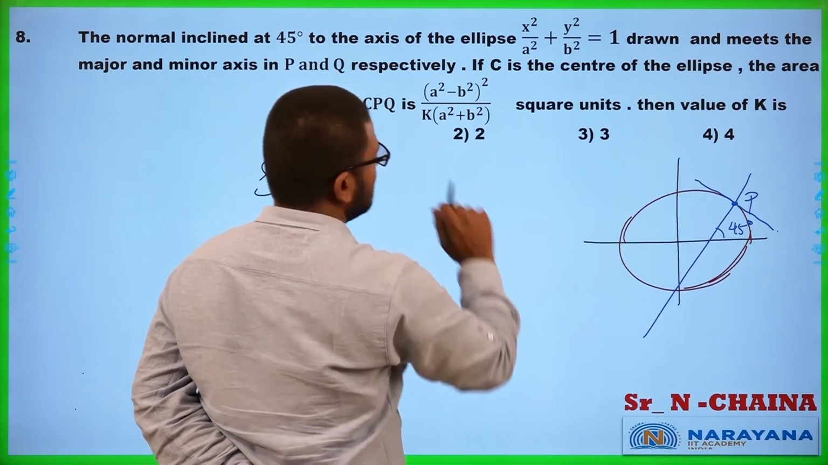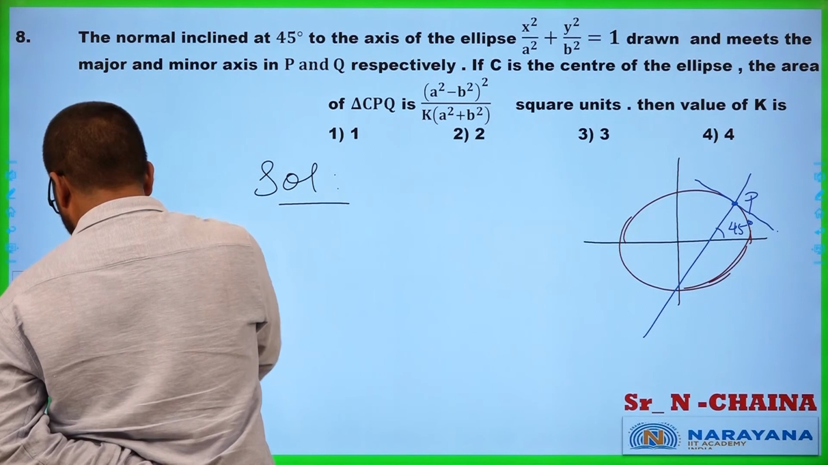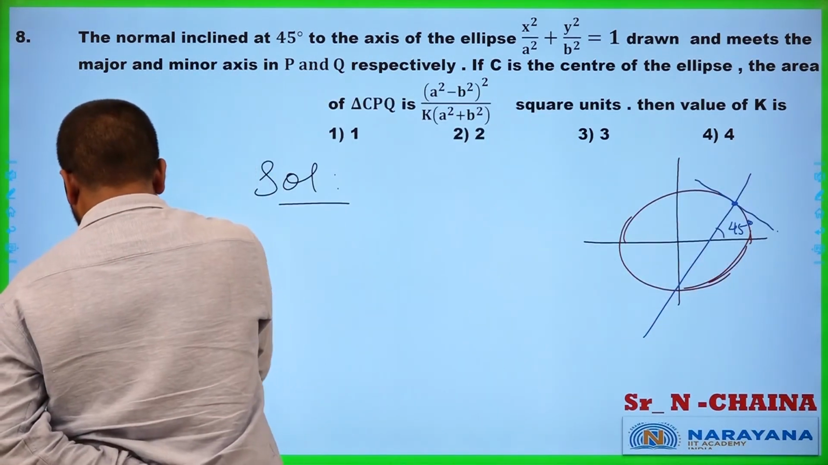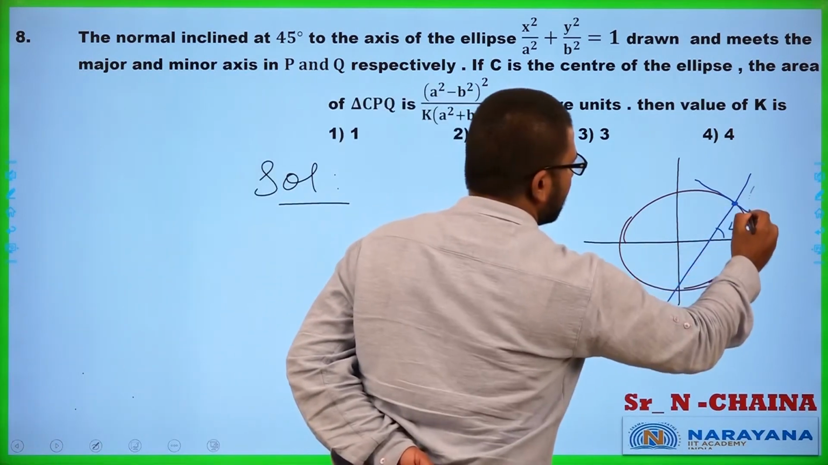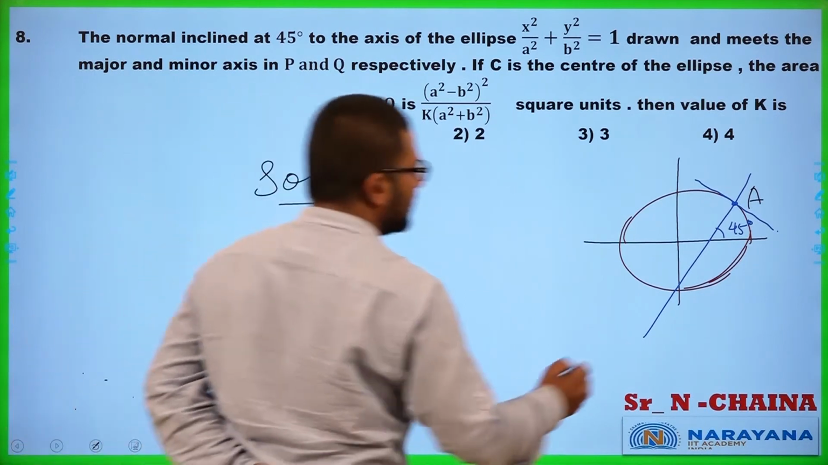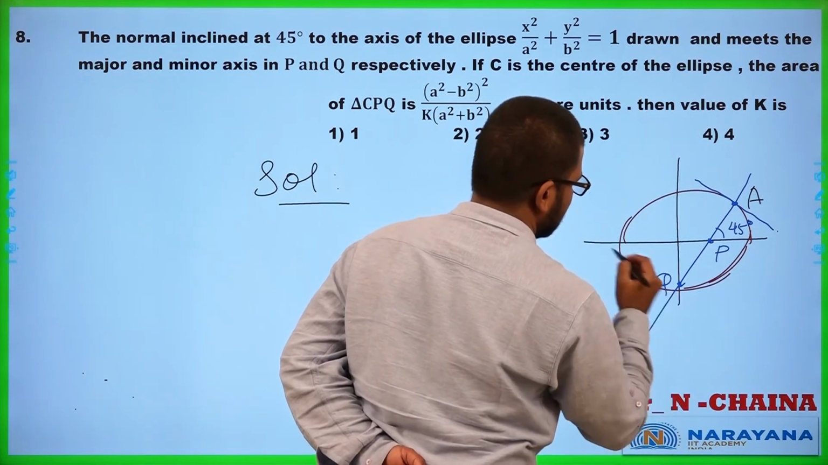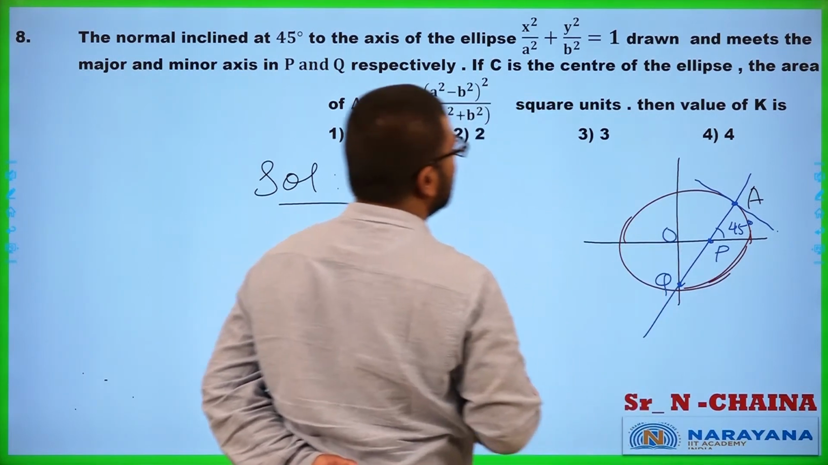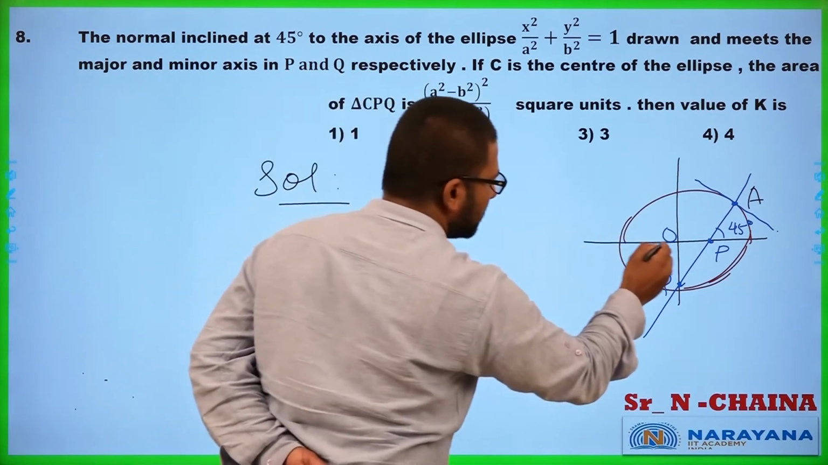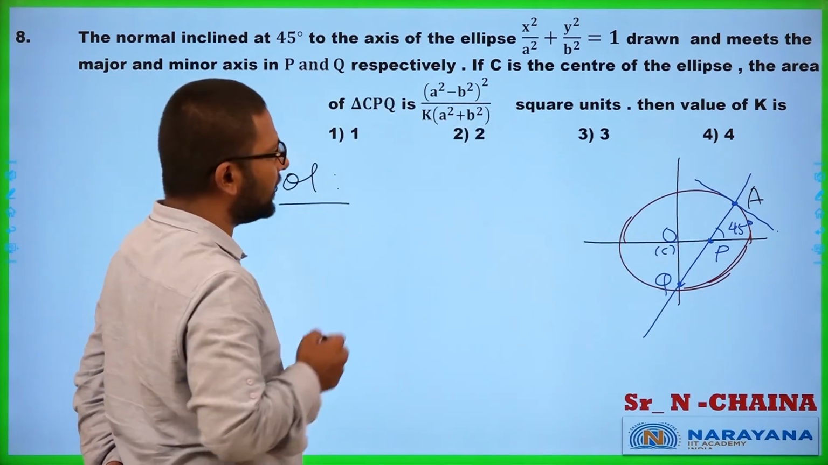Okay, so that is not point P, let us call that point A. But the normal intersects the major and minor axis at P and Q. Yes? Okay, and then this is the origin. In fact, they have called the origin, the center of the ellipse, as C, right? So it is also the point C. Alright, so we need to find the area of triangle CPQ.